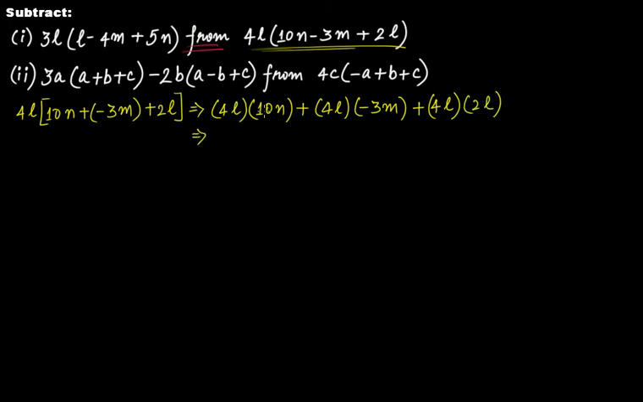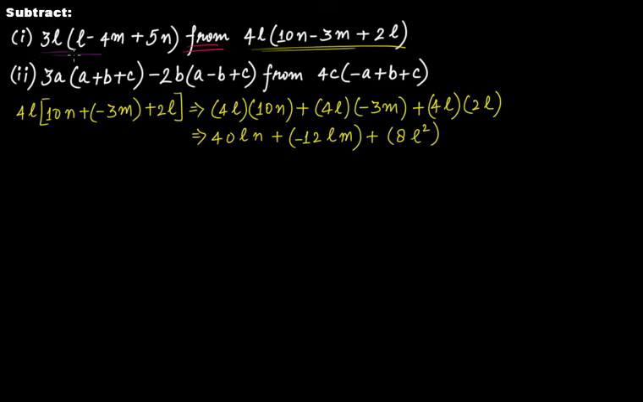If you further solve it, you have this number 4, you have 10. 4 times 10 is 40. Then l multiplied by n, plus sign here. You have 4 multiplied by 3 is minus 12. Then you have l multiplied by m. You have plus sign here. 4 multiplied by 2 is 8. Then l multiplied by l is l squared. So this becomes 40 ln plus minus 12 lm plus 8 l squared.